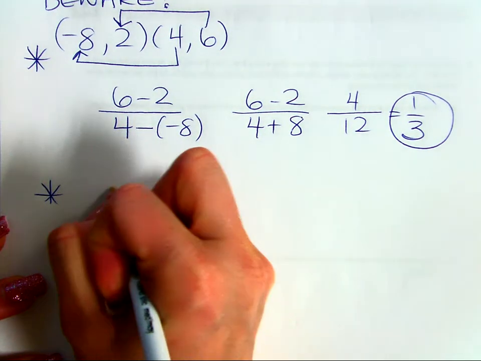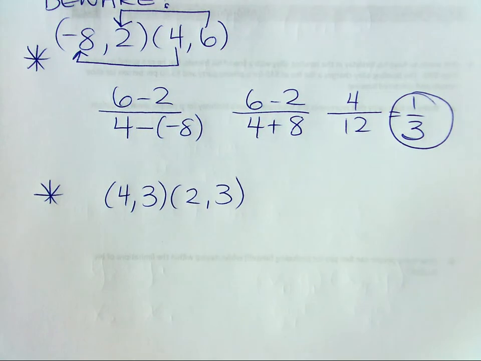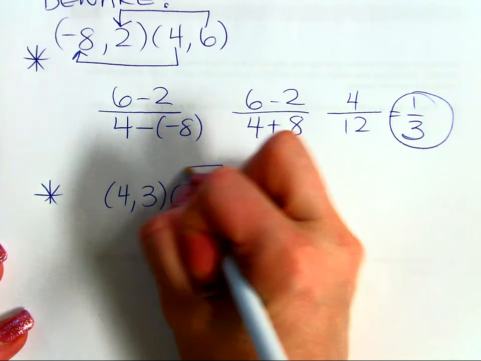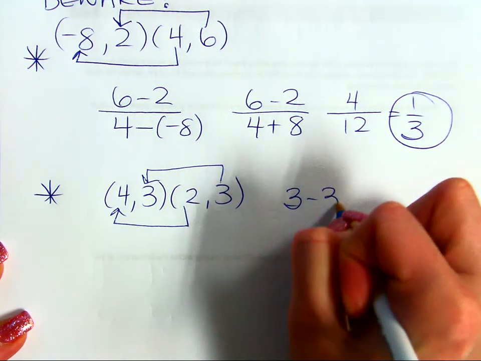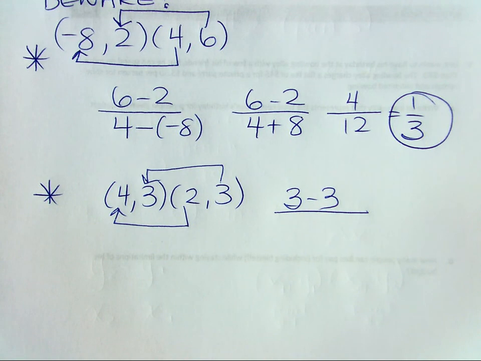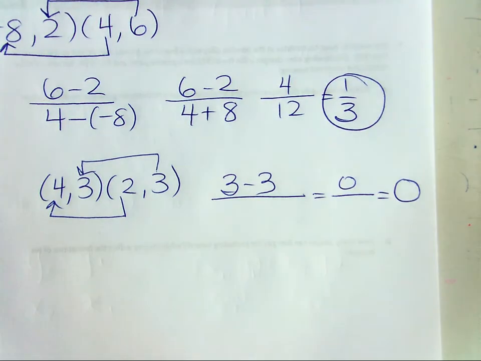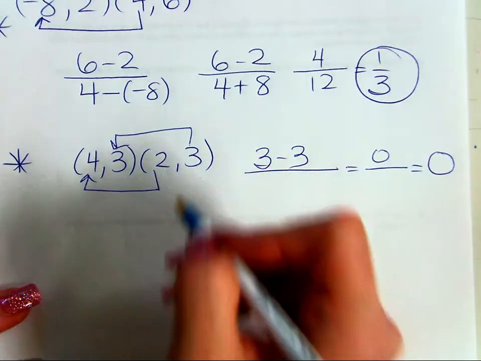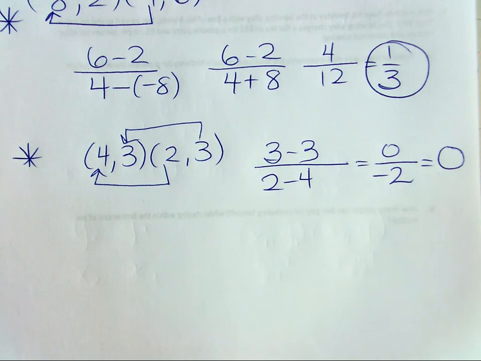How about 4, 3 and 2, 3? First thing you notice is both of the y coordinates are the same. Let's see what happens there. So I have my 3 minus 3, and technically I could stop right there. I don't really even need to go anywhere. Because I don't care what the denominator is. Because if my numerator is 0, my answer is 0, right? But just finish it off. 2 minus 4 is -2, and 0 over -2, it's okay, right? It's 0 when it's on the top.